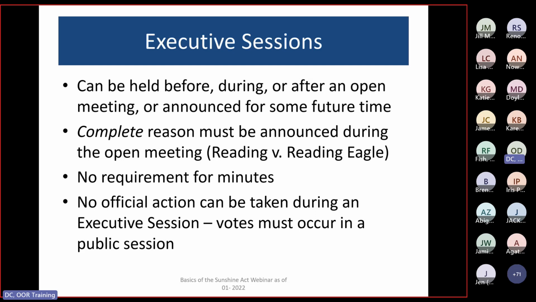Will the audio recording of today's session be made available for review? Yes, maybe you missed the beginning comments, but this session is being recorded and it will be available on the OOR's website. Okay, moving on.